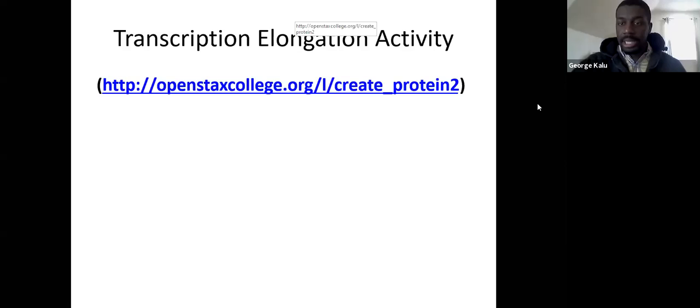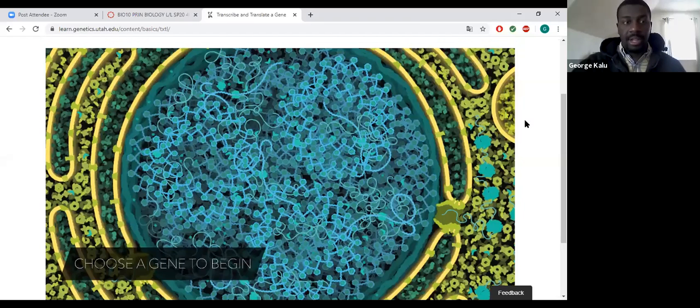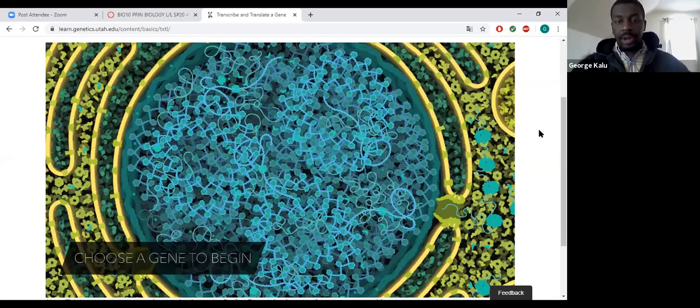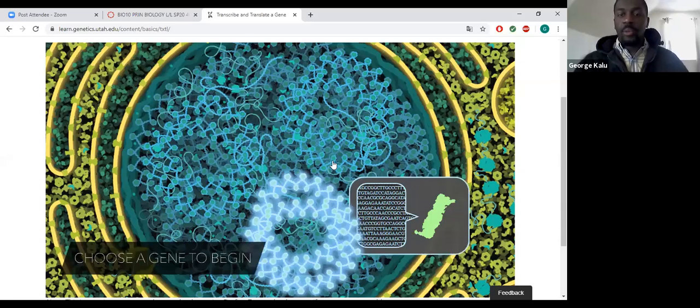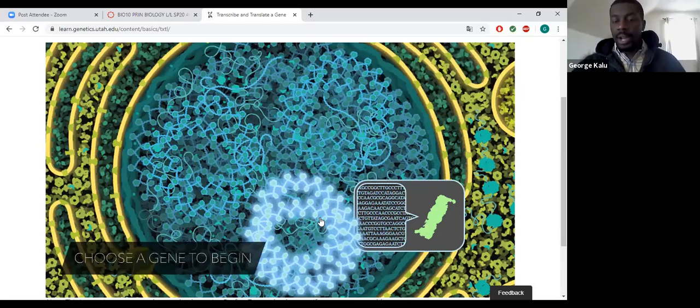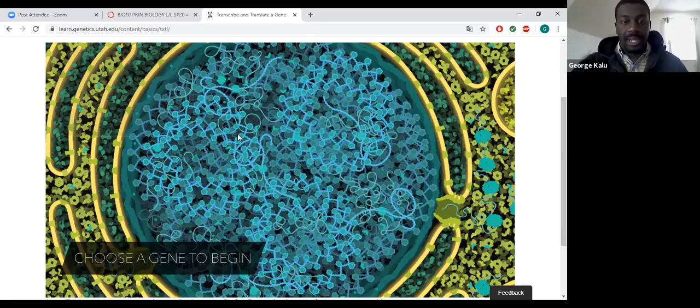So let me know when you guys are able to see our transcription activity. Is everyone able to see it? Yeah, okay. Cool. So here we are looking at a nucleus, and we've got a bunch of DNA all packed within this nucleus. We want to transcribe some of our genes here. We've got 3 different genes, 1, 2, and 3. We're going to choose one of these genes that we want to activate. So I'm just going to go ahead and activate this one.